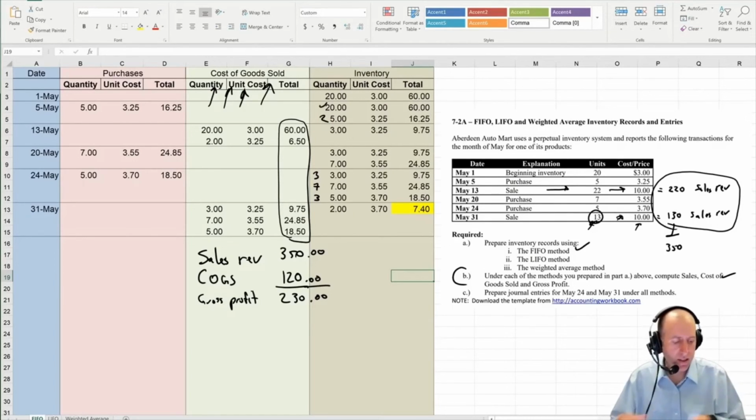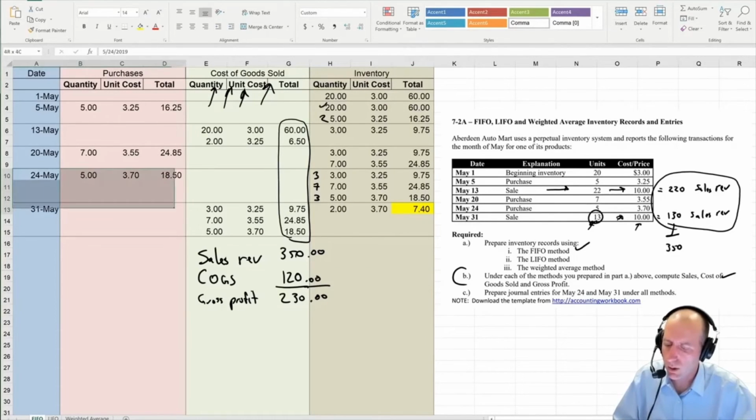On to part C, it says do the journal entries for May 24th and May 31st. A lot of times my students say, well, why don't we have to do all the journal entries? And the answer is, well, an accountant really would have to do all the journal entries. We're just doing 2 of them because if you can do these 2, you can do all of them. And I'll explain this as I go.